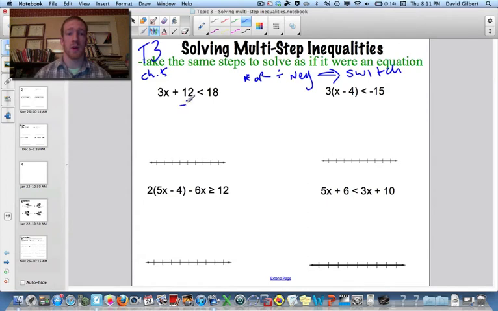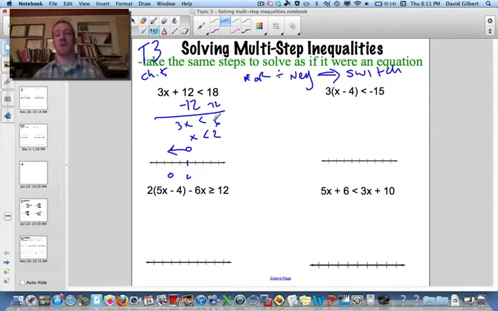Sweet, so here, minus 12 gives us 3x is less than 18, is less than 6. So divide both sides by 3 and we get x is less than 2. Points that way.